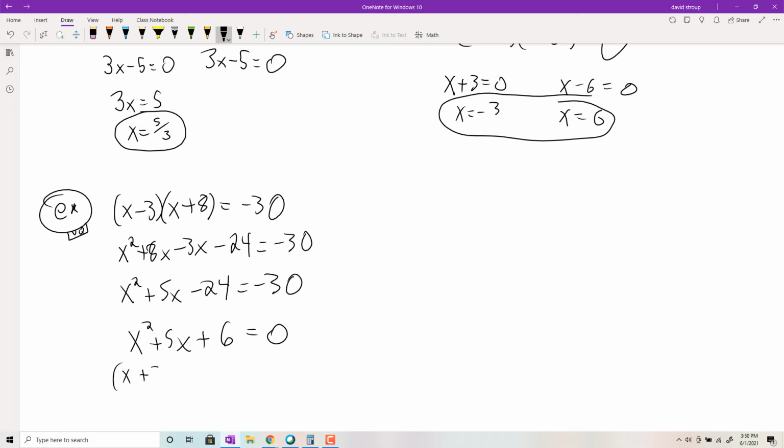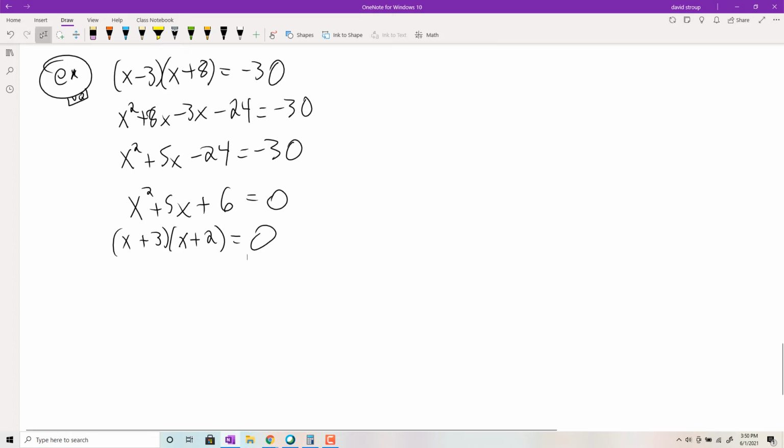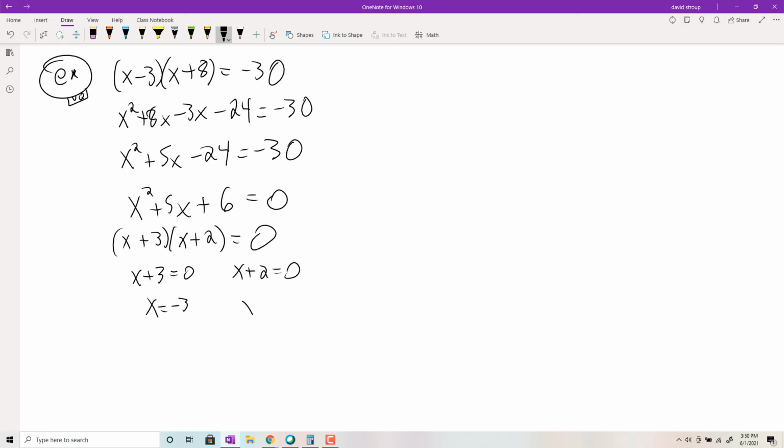So try the trick here. Looks like x plus 3, x plus 2. And make sure it works. x squared plus 2x plus 3x is 5x plus 6. Yeah, it works. And then set each equal to 0 and solve. So our answers will be -3 or -2.